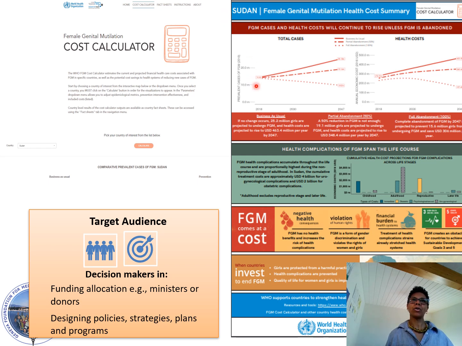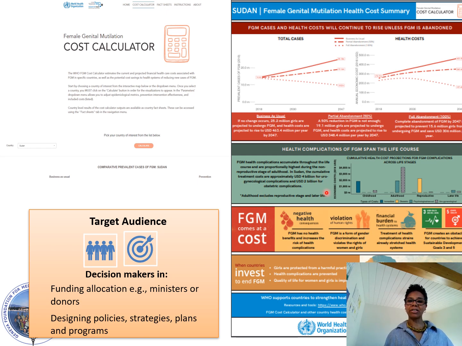explaining the cases, or rather graphs indicating the increase of cases over time, and the health cost implications, and what it means if there is a full abandonment versus a partial abandonment, or doing business as usual scenarios, to see the impact on the number of cases as well as the costs.